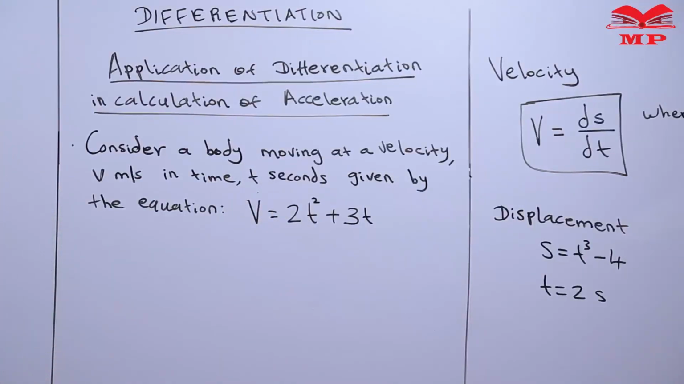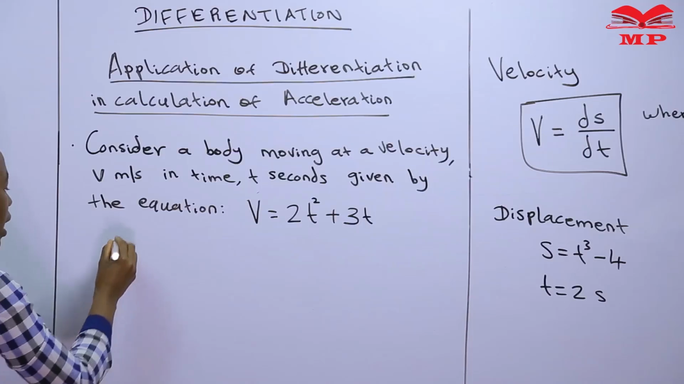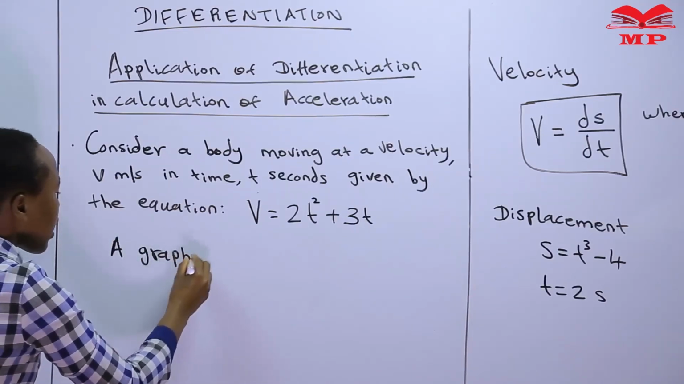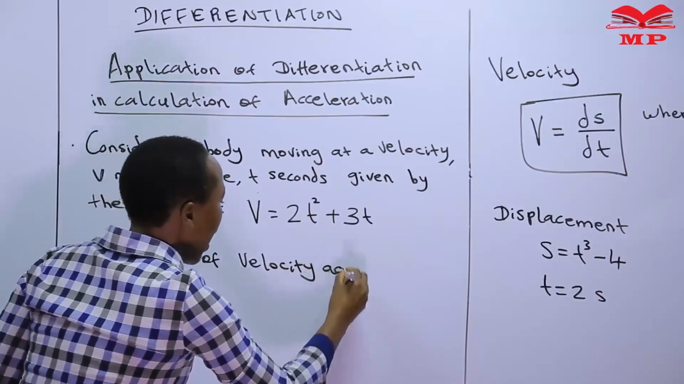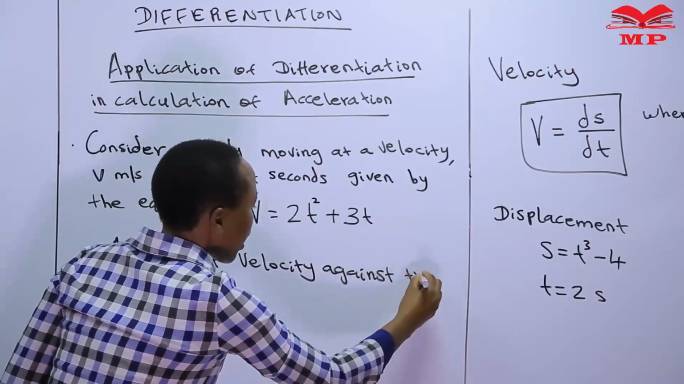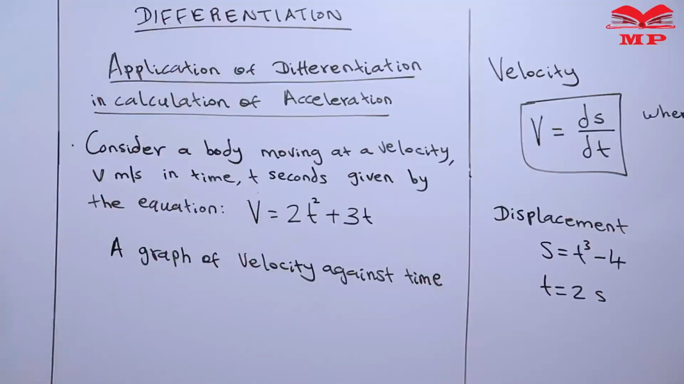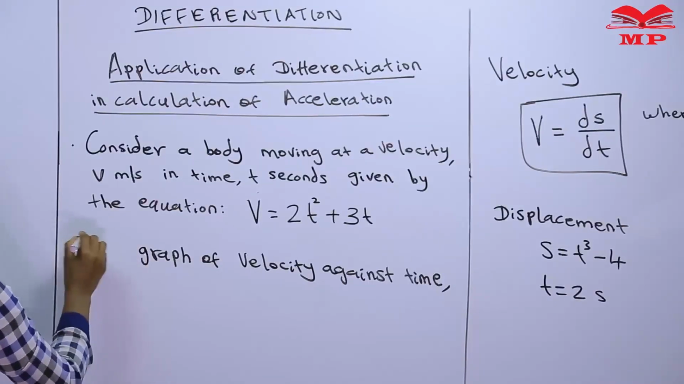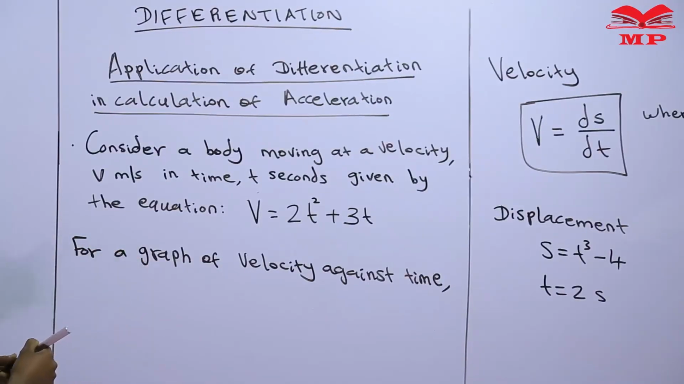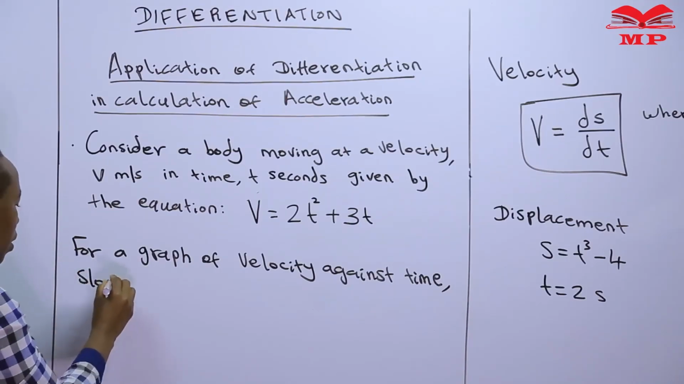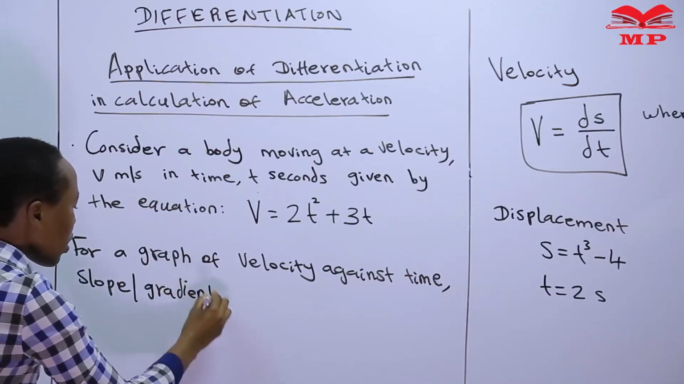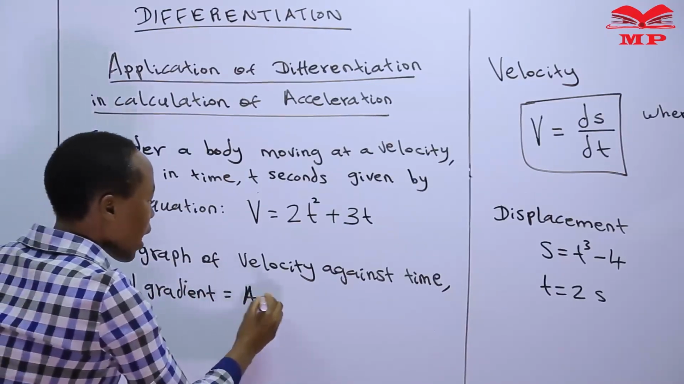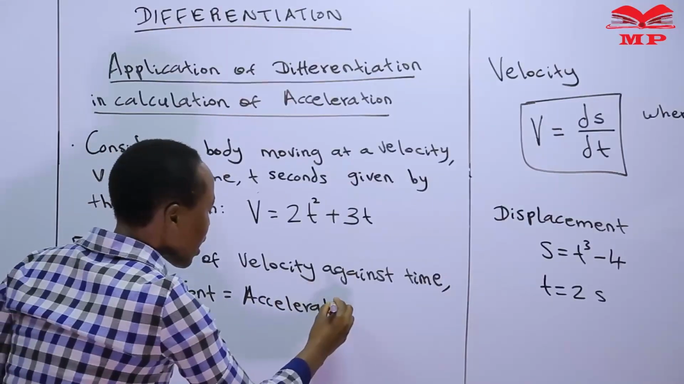Now we know very well that whenever we have a graph of velocity against time, the slope for a graph of velocity against time, that is from linear motion, or the gradient, the slope or the gradient will give us the acceleration. It gives us the acceleration.